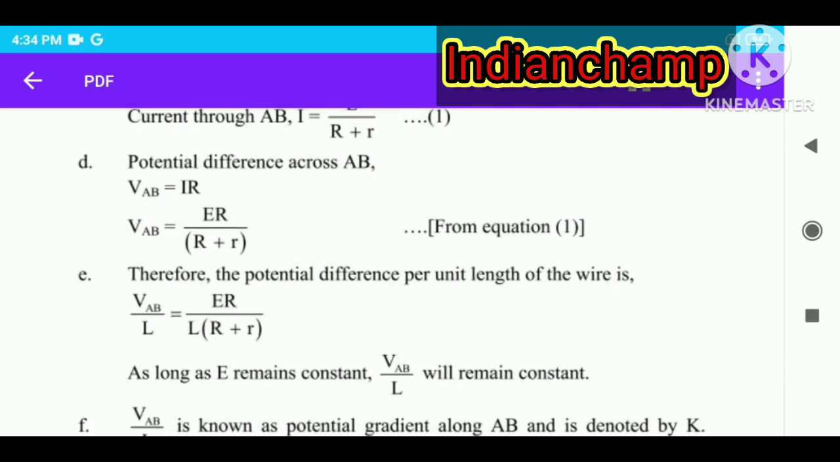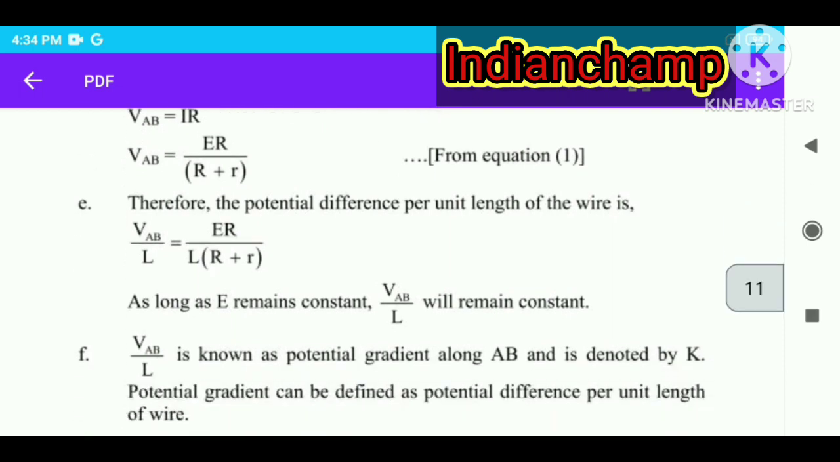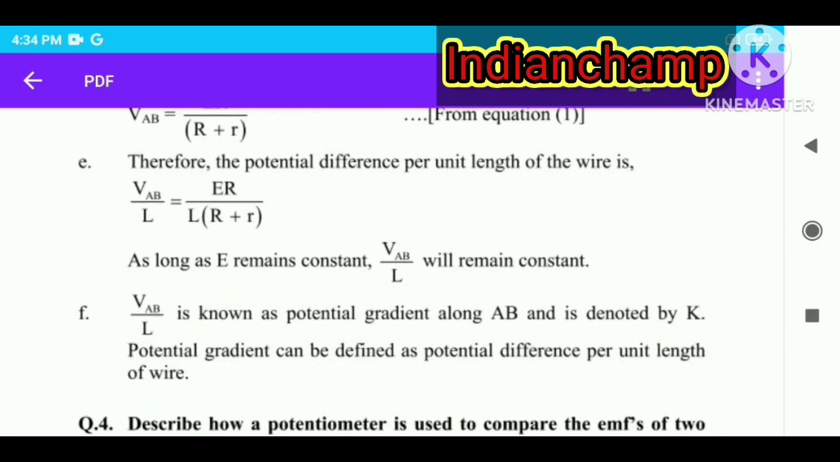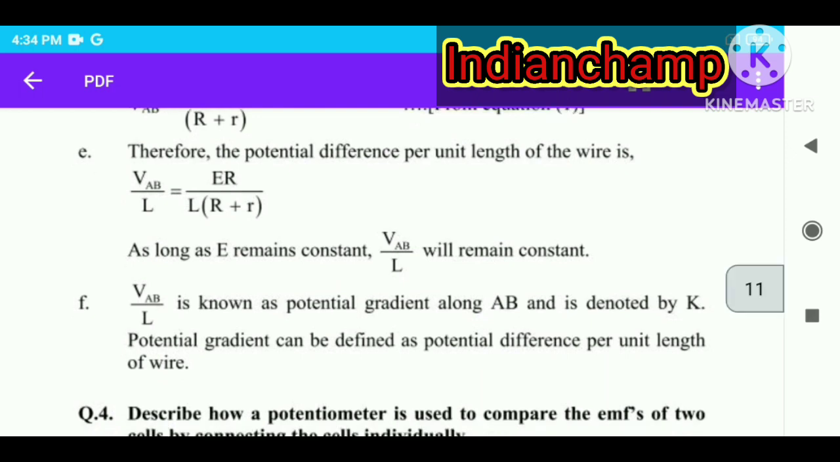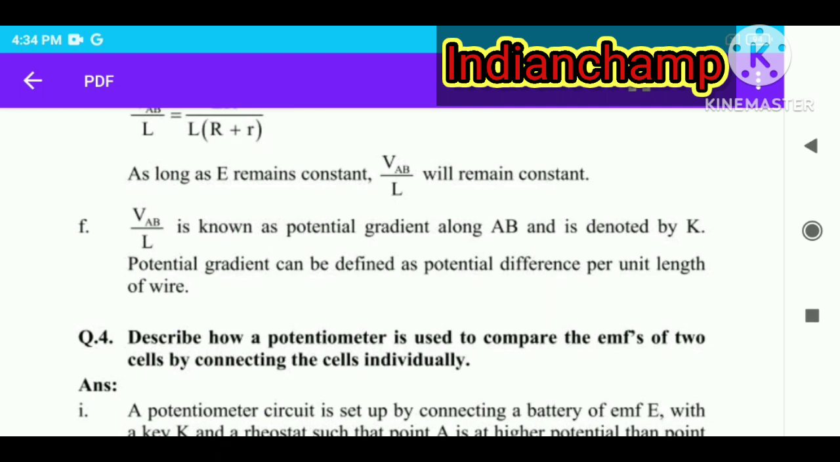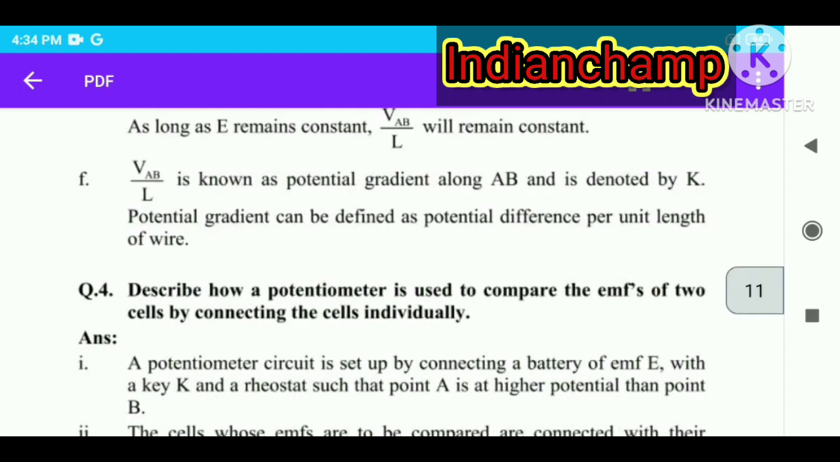Therefore, the potential difference per unit length of the wire is VAB divided by L, which is equal to ER divided by L into bracket R plus r. As long as E remains constant, VAB divided by L will remain constant. VAB divided by L is known as the potential gradient along AB and it is denoted by K. Potential gradient can be defined as the potential difference per unit length of the wire.